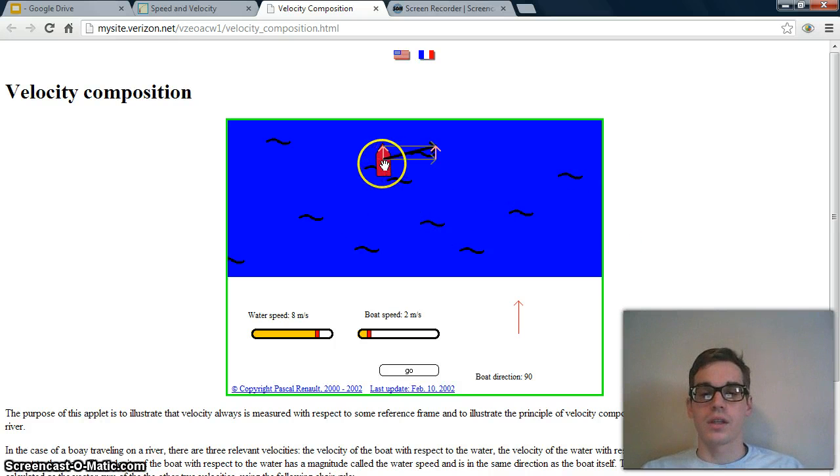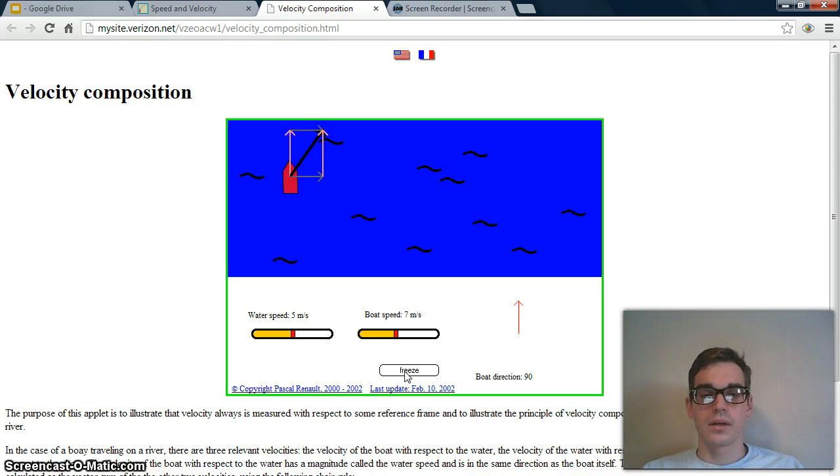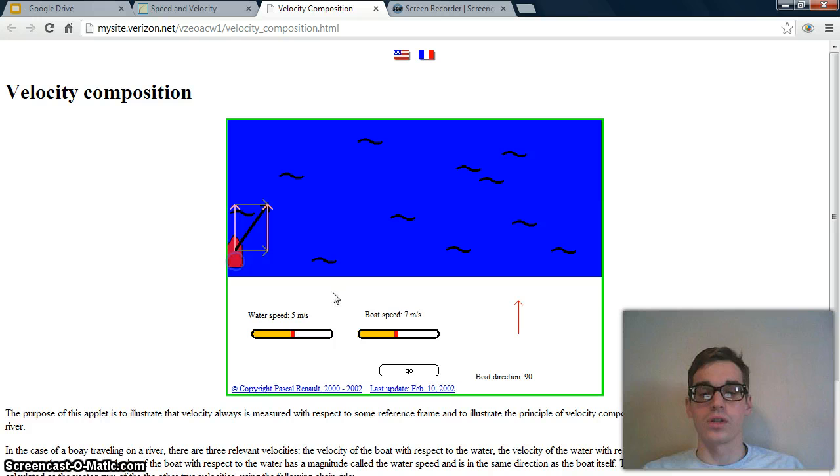Okay, so let's drag this back and show you just simply this. Okay, you can see that depending on the components of the water speed and the boat speed, the boat to shore vector or velocity is going to change.